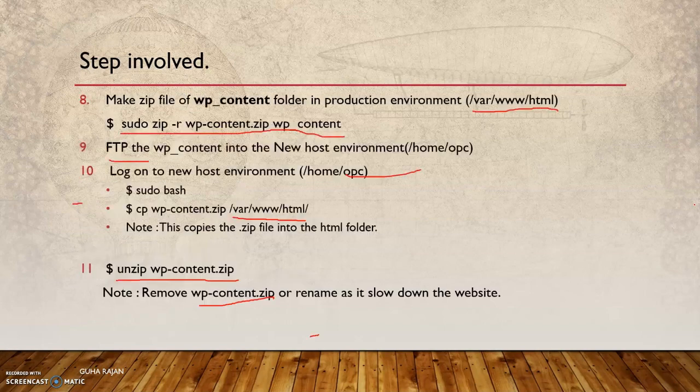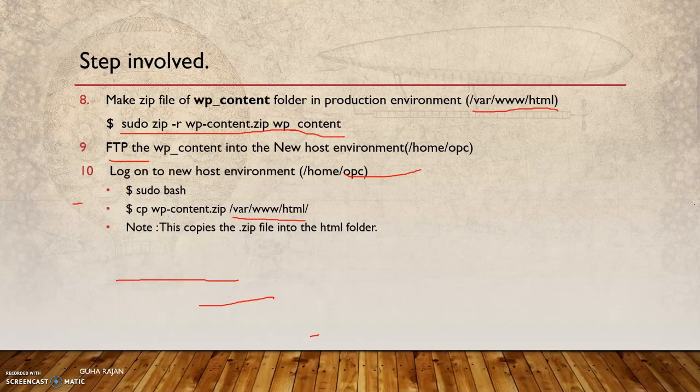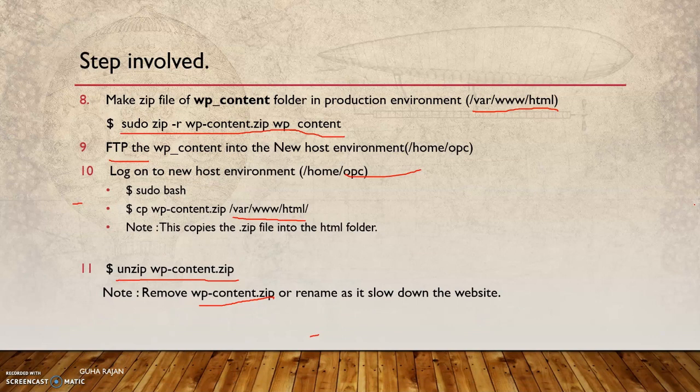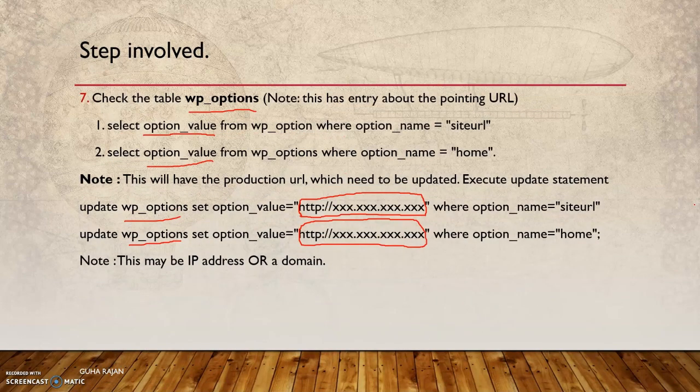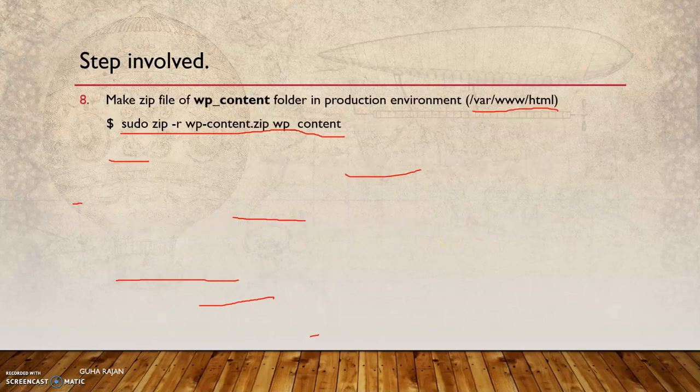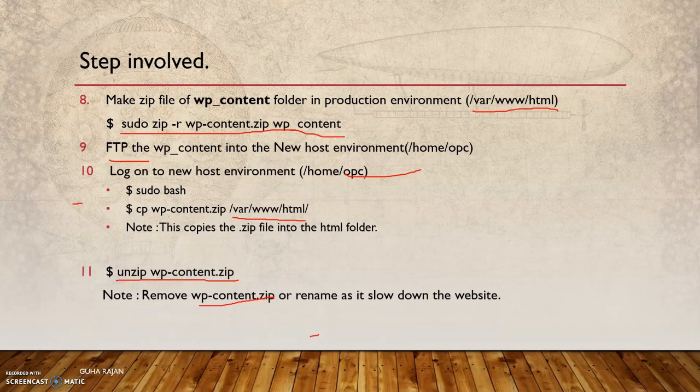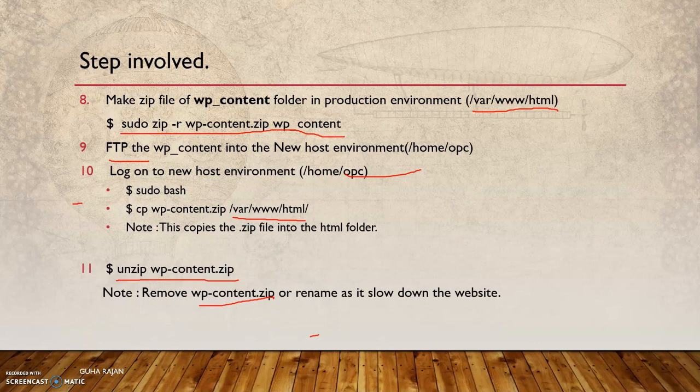So with this, basically, what you need to do is, as I said, the database needs to be moved from the production box to the development box. Then you update the WP options table, checking where you have the values. This needs to be updated, and then finally the contents need to be moved. WP contents needs to be zipped and moved into the development environment.